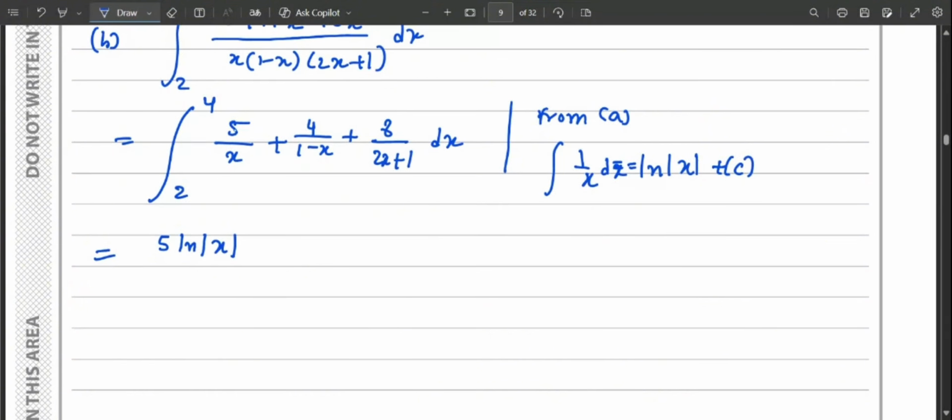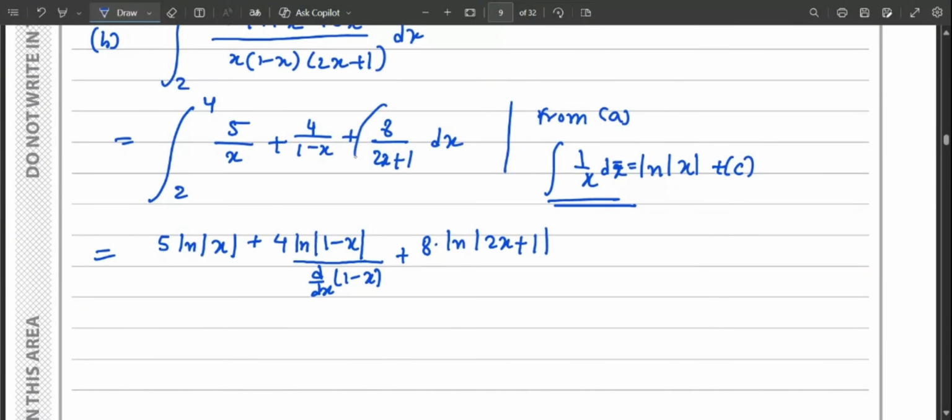So we are using this expression to integrate 5 by x, and we will also use this to integrate 4 divided by 1 minus x. So we will get 4 into ln of 1 minus x. But as we have assumed that this expression is equivalent to 1 by x, we need to differentiate the denominator, and then divide by that differentiation. So divided by d/dx of 1 minus x. Then plus we have 8 into ln of 2x plus 1.